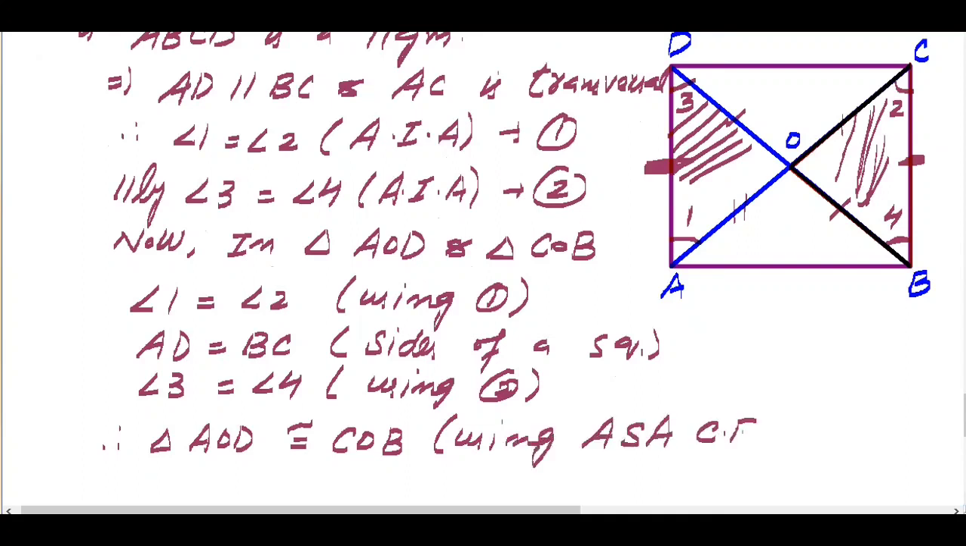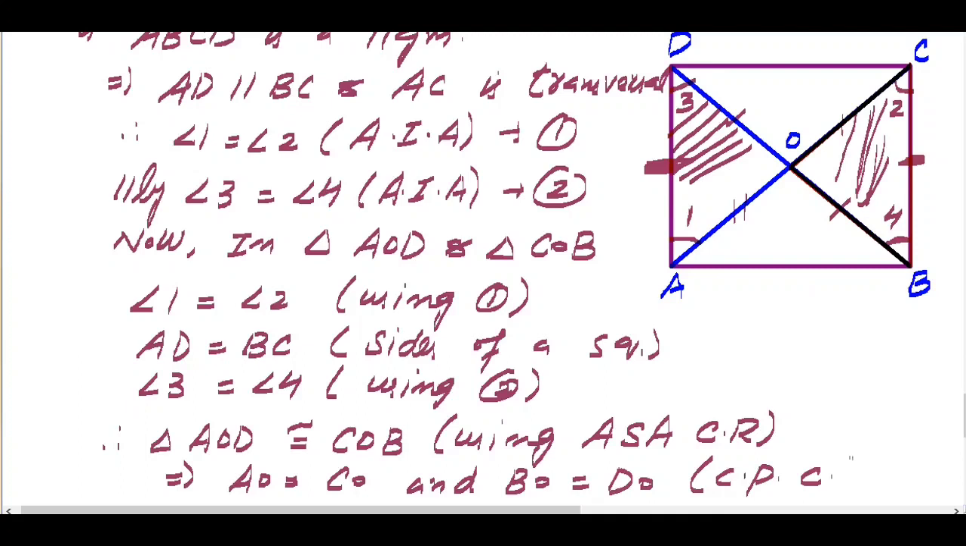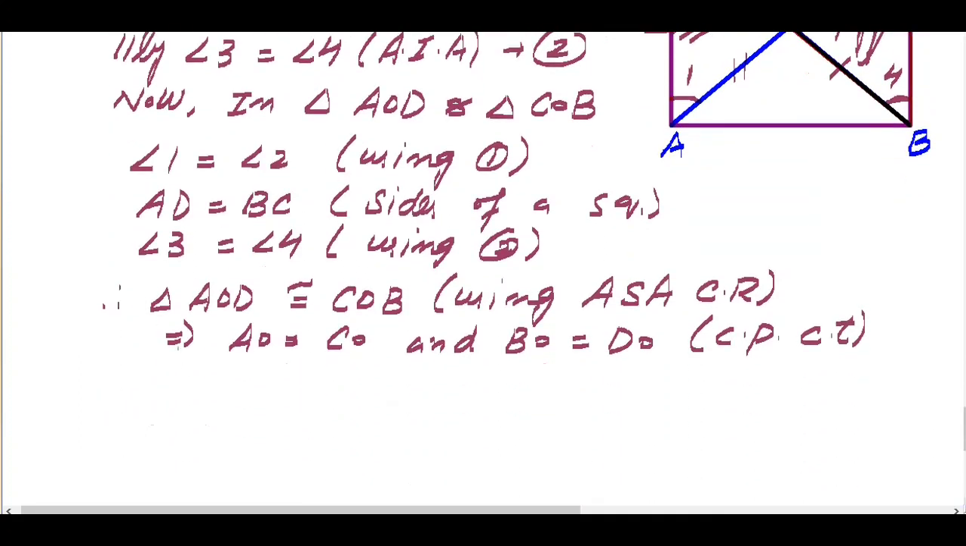When they are congruent, this implies that AO is equal to CO, and the second point, BO is equal to DO, by CPCT, because we know that when two triangles are congruent, their corresponding parts must be equal. So when AO is equal to CO and BO is equal to DO, that means that the diagonals bisect each other.